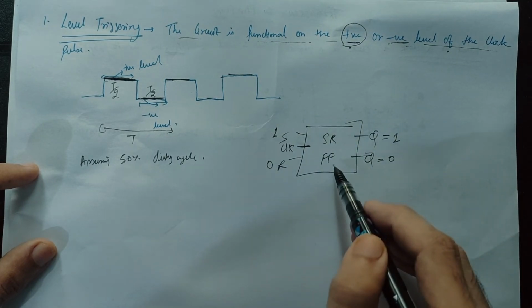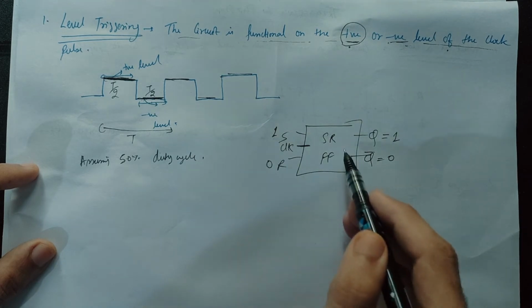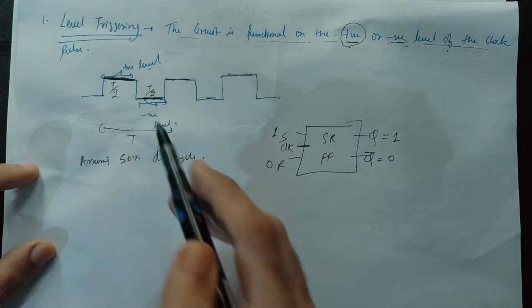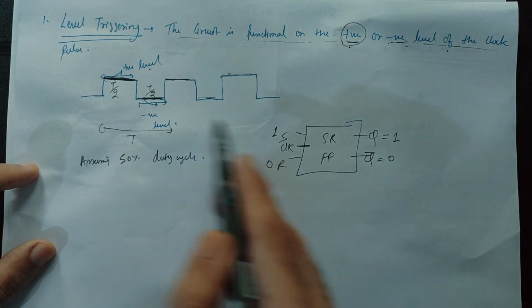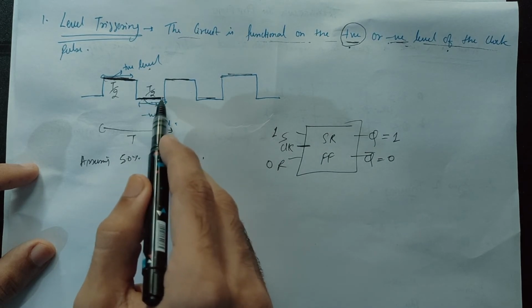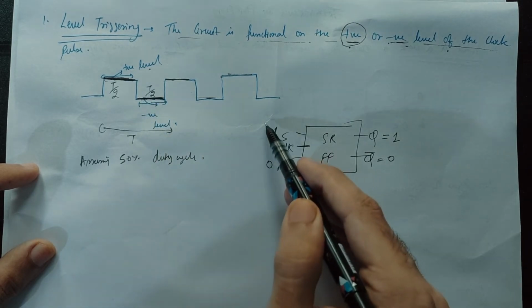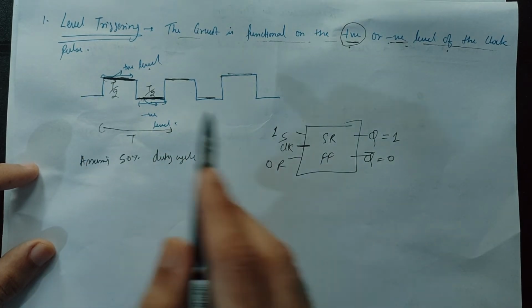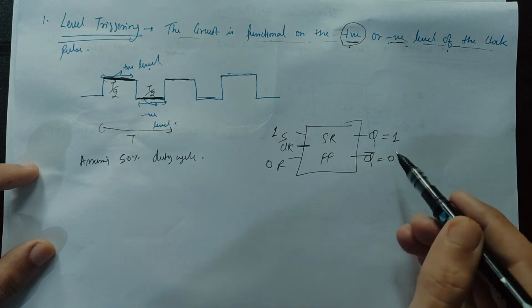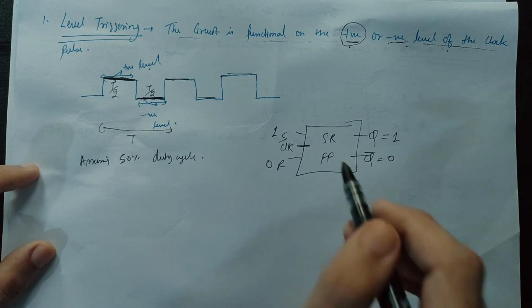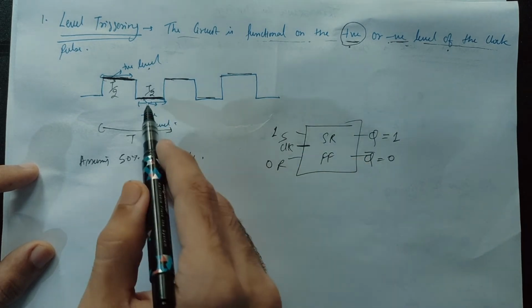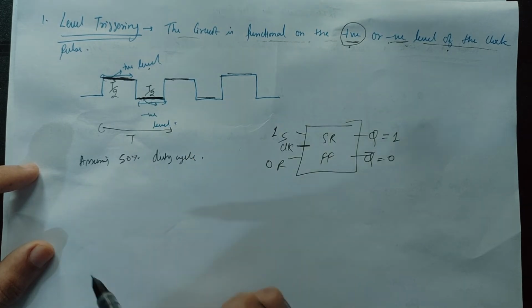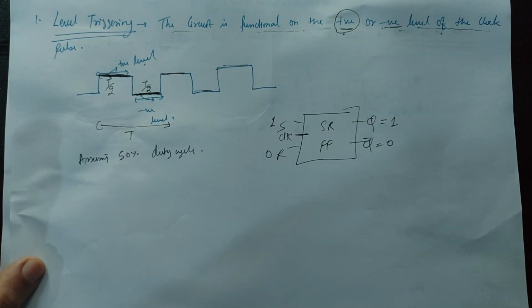Why? Because the circuit is not functional in negative levels, it is functional in only positive levels. If I am having negative level triggering, then the circuit will be functional when the clock is at negative level. If I change the inputs in the positive levels in negative level triggering, then the circuit will not be functional and the output will not change. But the output will change when I change the input and the clock is in negative level, right? So this was all about level triggering.